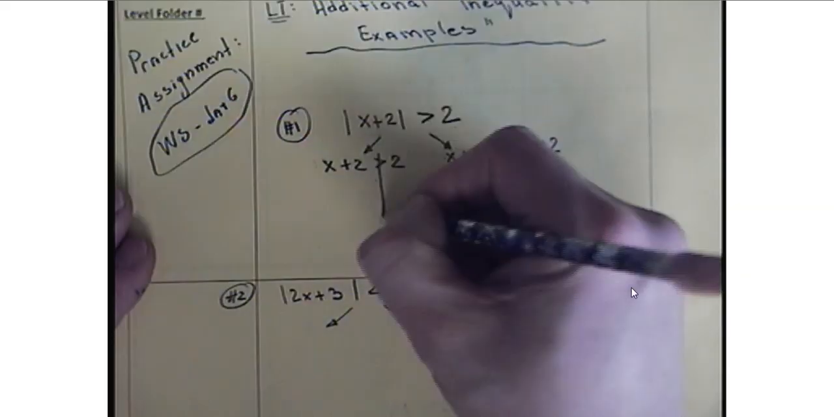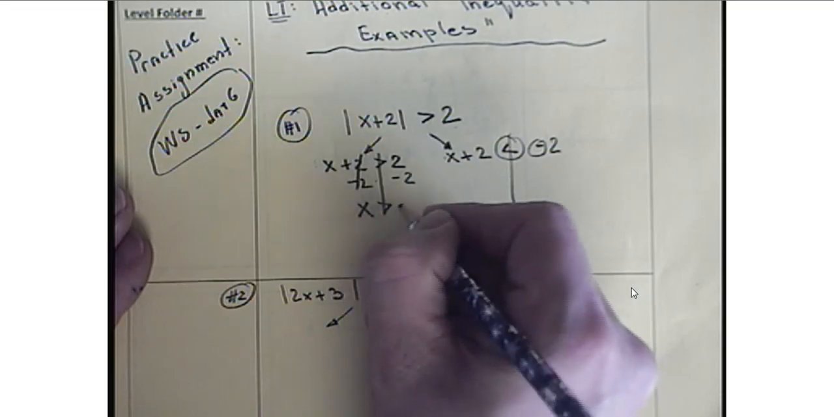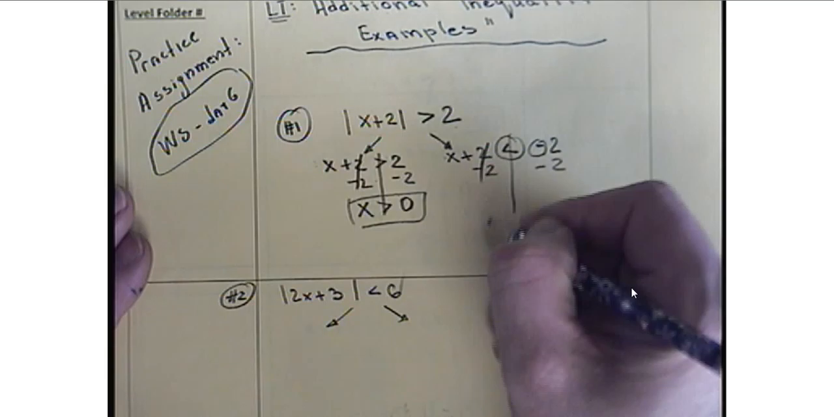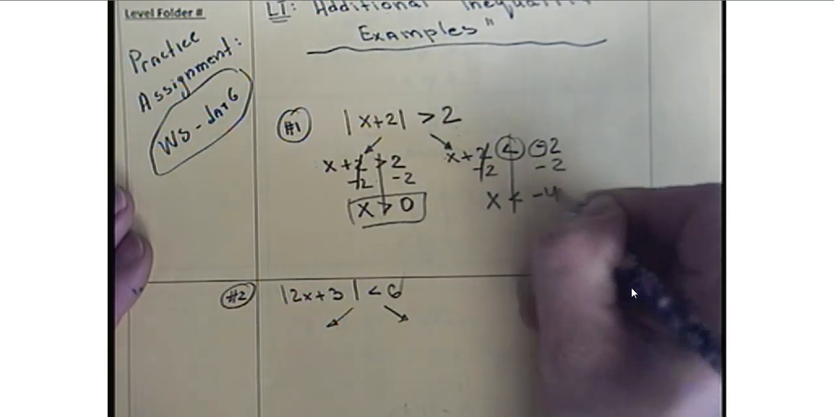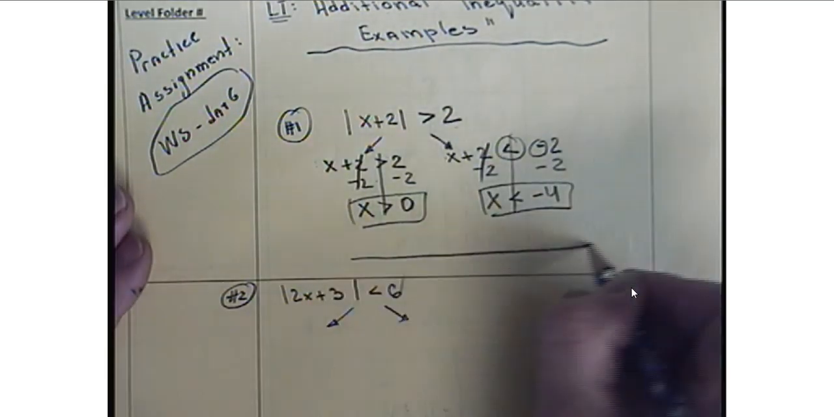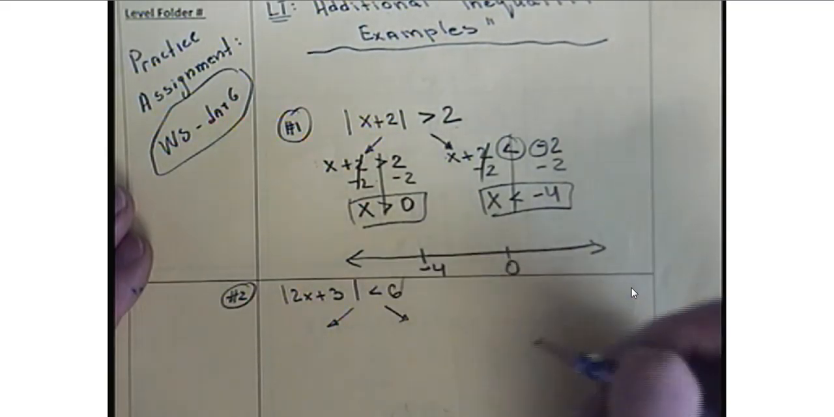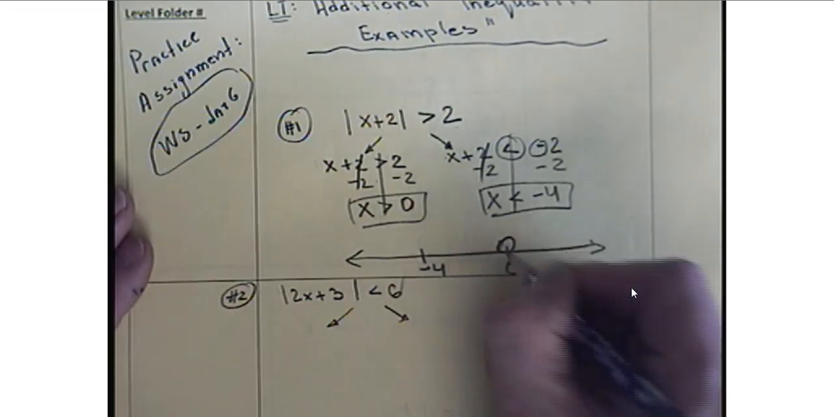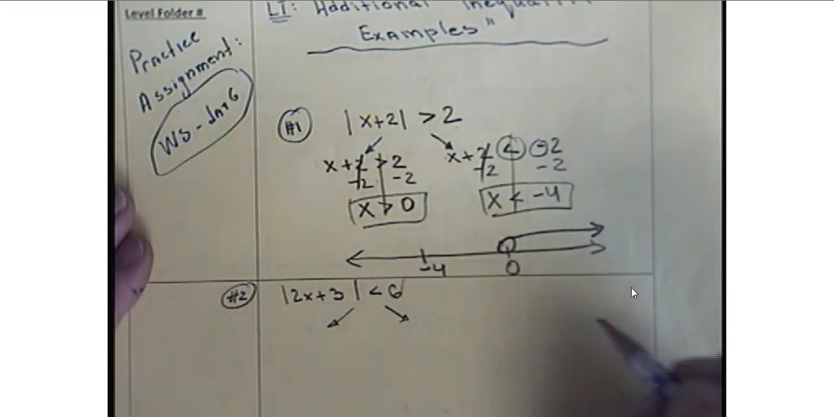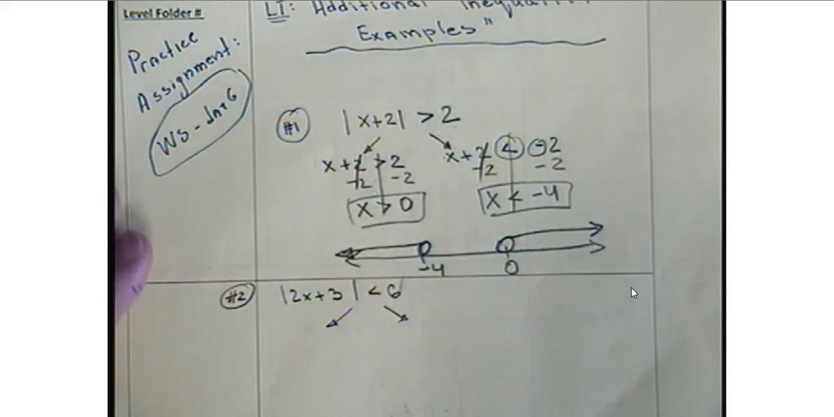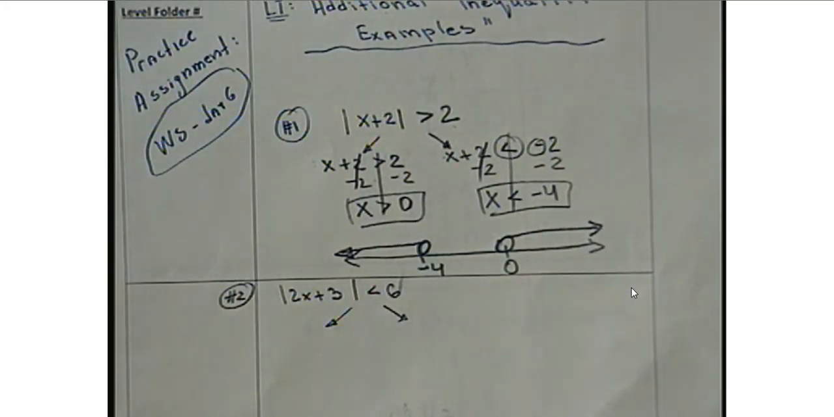Then we gotta solve those and graph it. So minus 2 on each side, I get x is greater than 0, first one. Then we have minus 2, those two cancel, so x is less than negative 4 is the second answer. We can graph it, and I put negative 4 over here and 0 over here. X greater than 0 is an open circle that goes to the right. X less than negative 4 is another open circle that goes to the left. With this, we are done with the first example.